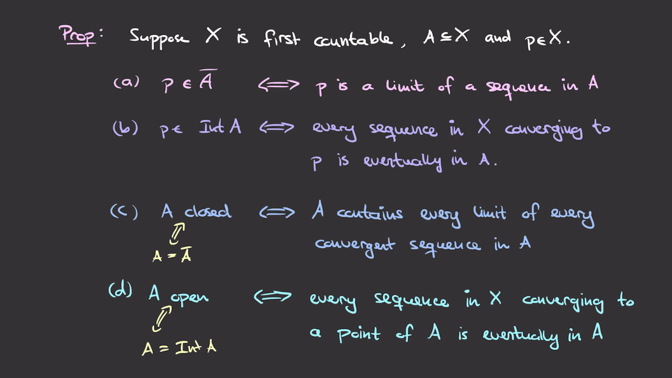So I encourage you to think through why these other parts of the proposition that I haven't discussed are true, and maybe even write out a detailed proof for each one of them. But in any case, I hope that at least this proposition shows why first countability is a useful property for the space to have. In essence, this proposition is saying that the topology on the space X, namely whether sets are open and closed, can be characterized in terms of convergent sequences on the space.